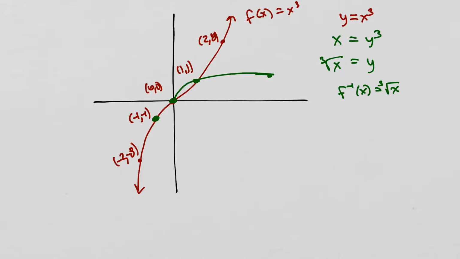-1, -1 stays at the same spot. But then -2, -8 gets flipped to -8, -2, which is down here. So it's going to look like this. And if you're wondering, yes, it does go about that line y equals x, because y equals x looks like this thing.